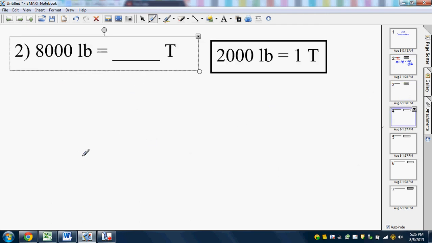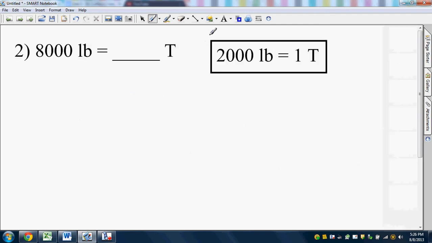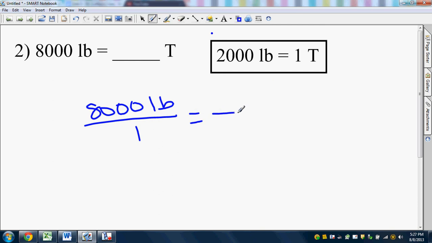Let me show you now number 2. So we have 8,000 pounds is equal to blank tons. Well, the conversion factor is that 2,000 pounds is equal to 1 ton. I'm going to show you the longer way. So we're going to say 8,000 pounds, and we just put it over 1. The very first thing you start off with, you put it over 1, okay?